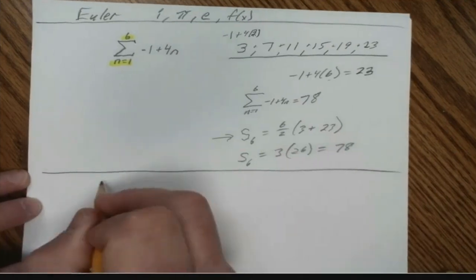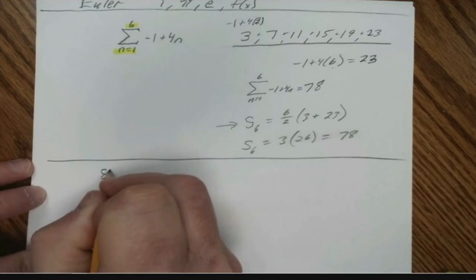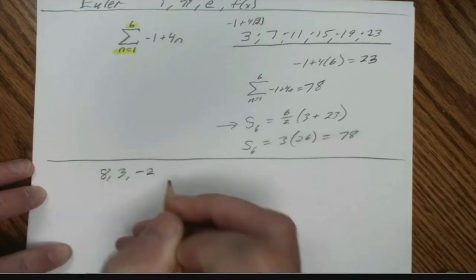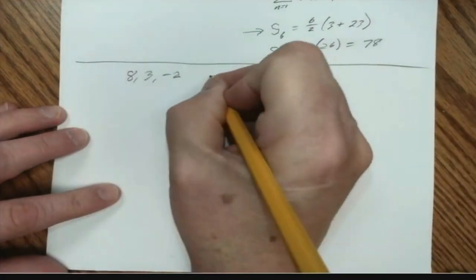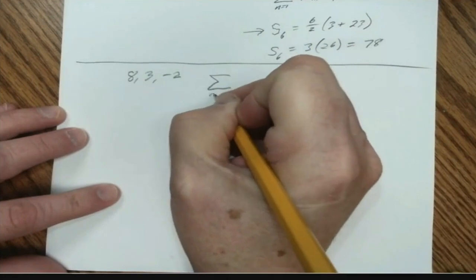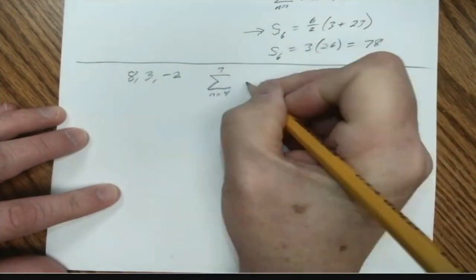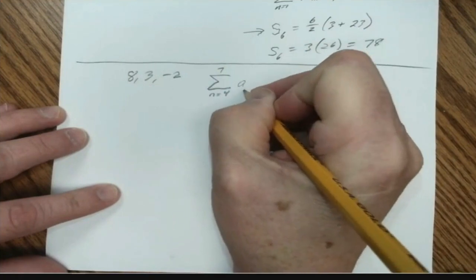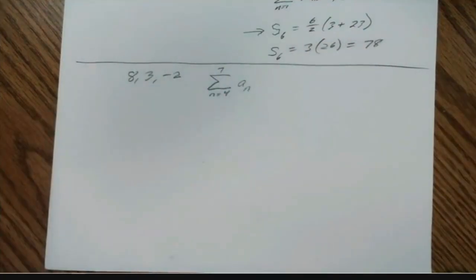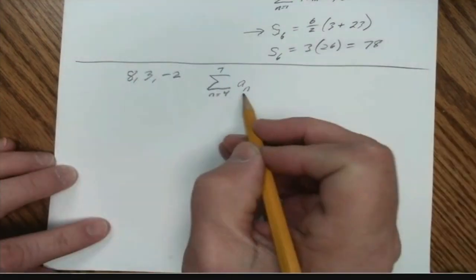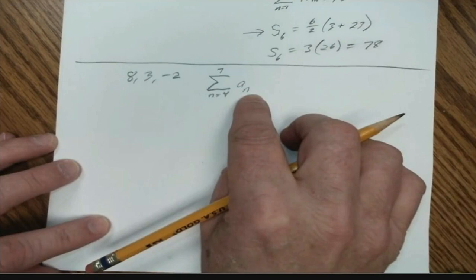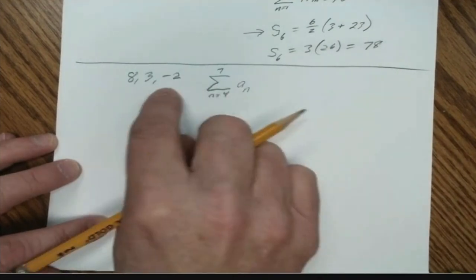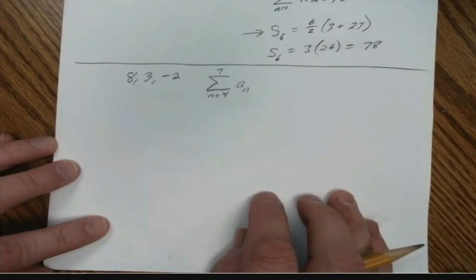Okay, given this arithmetic sequence, 8, 3, -2, evaluate the sum from n equals 4 to 7 of A sub n. Now here's the thing. They didn't give us what A sub n equals. They just said whatever the sequence is. We need to figure out what this sequence would be, A sub n. What is the A sub n for that?